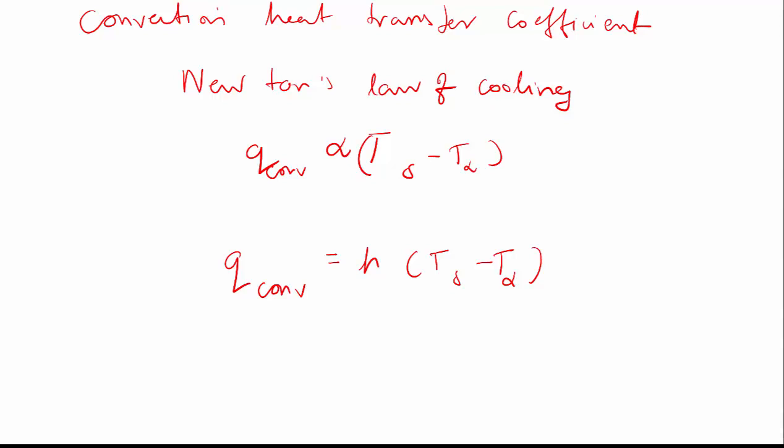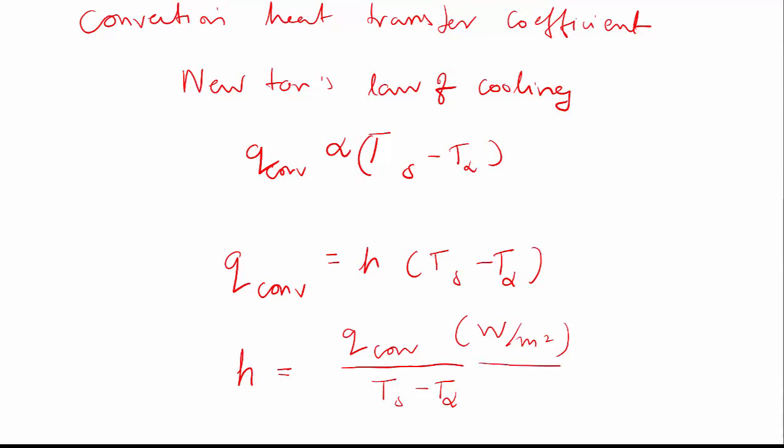From that equation, the convective heat transfer coefficient h equals q convection divided by (Ts minus T infinity). It is defined as the rate of convection heat transfer per unit surface area per unit temperature difference. The unit in the numerator, small q, is watt per meter square. In the denominator, the unit is Kelvin. Then the final unit is watt per meter square Kelvin, which is the unit for the heat transfer coefficient.